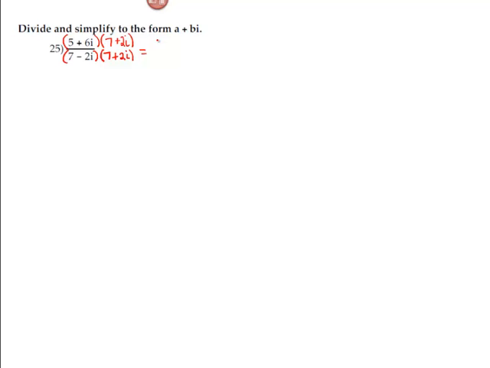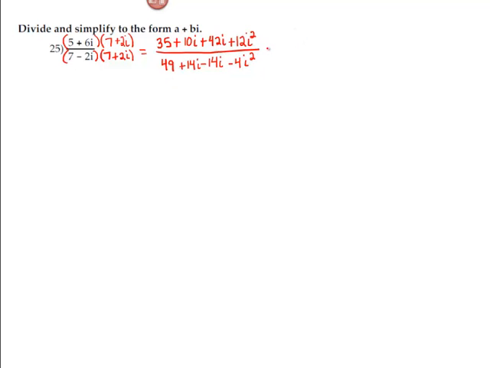So on top we FOIL. So 5 times 7 is 35. 5 times 2i is 10i. 6i times 7 is 42i. And 6i times 2i is 12i squared. We will simplify that in a moment. On bottom, 7 times 7 is 49. 7 times 2i is 14i. Negative 2i times 7 is negative 14i. Negative 2i times 2i is negative 4i squared.